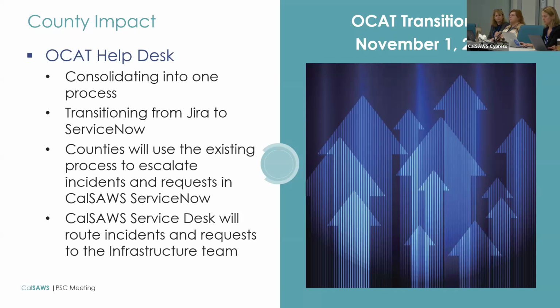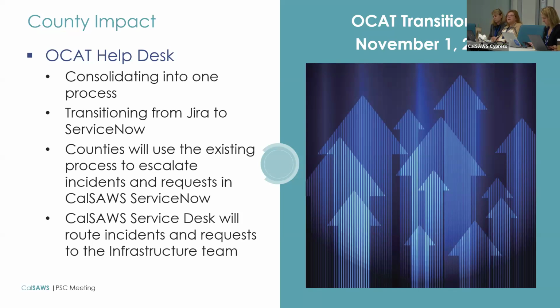Currently, when your users have a concern or question about OCAT, they use a special one-off process, if you will, to get to the OCAT help desk. We are going to be moving that to using the standard CalSAWS service desk. So the same process that your folks use today whenever they have anything related to the CalSAWS system or the GAGR system or any of those other things is that standard CalSAWS system through ServiceNow. That's how you get to the service desk.